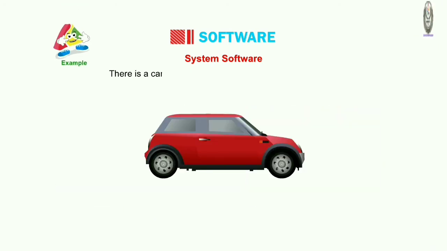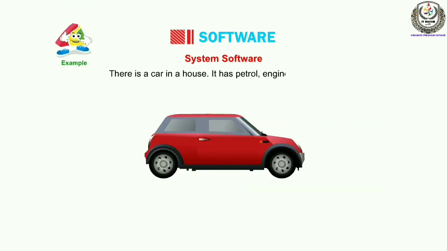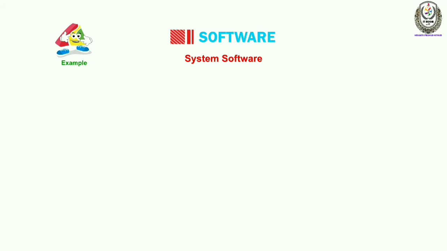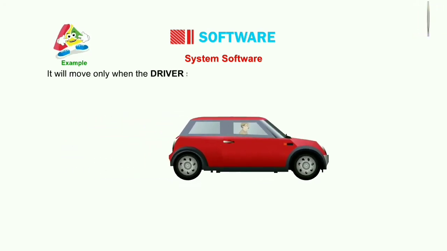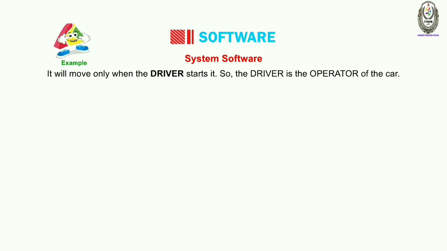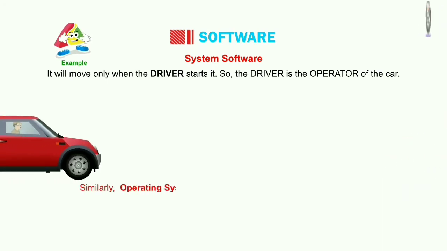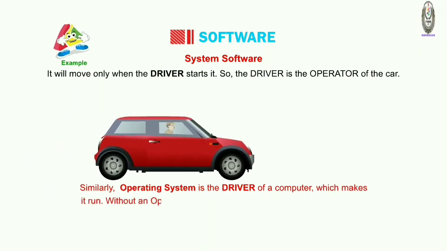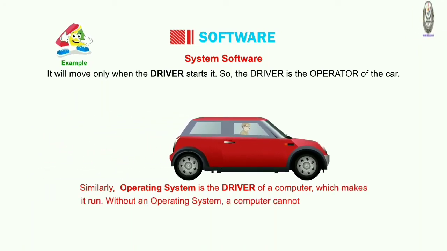There is a car in a house. It has petrol, engine and wheels. But it is not moving. When will the car move? It will only move when the driver starts it. So the driver is the operator of the car. Similarly, operating system is the driver of a computer which makes it run. Without an operating system, a computer cannot work on its own.